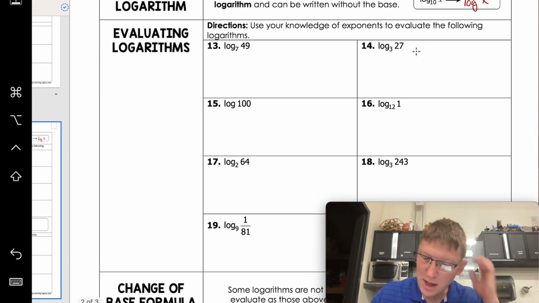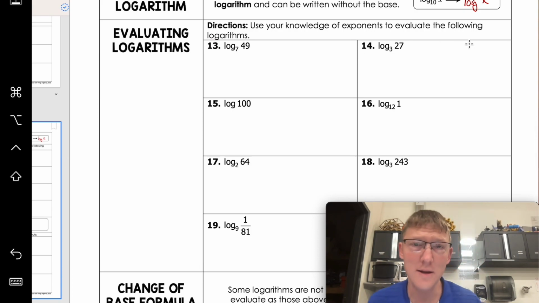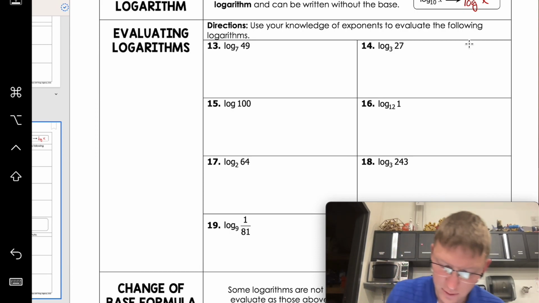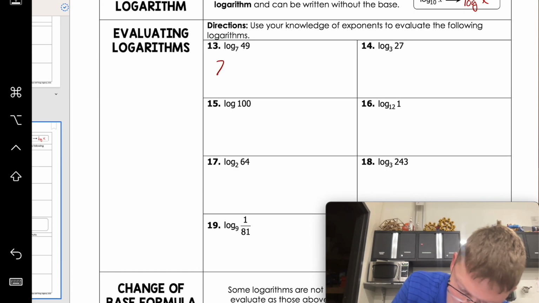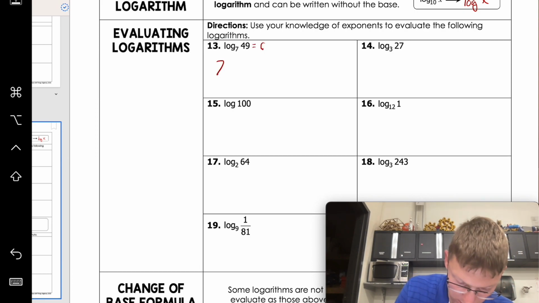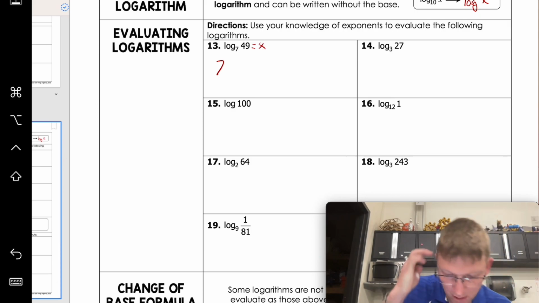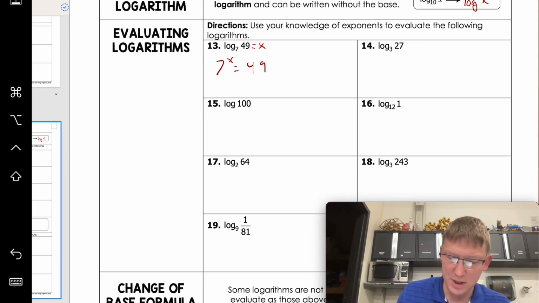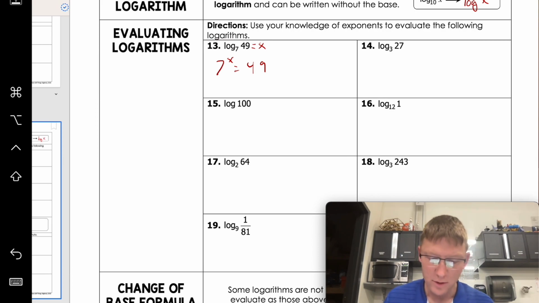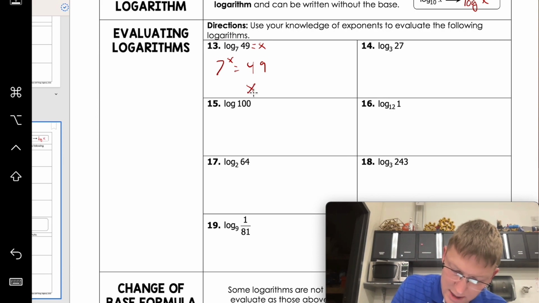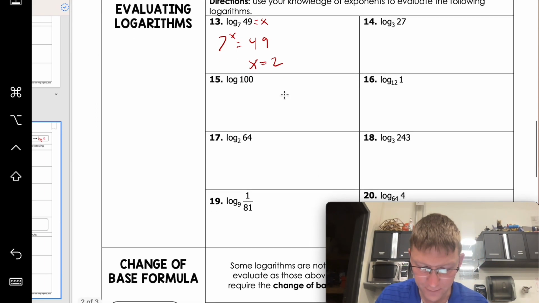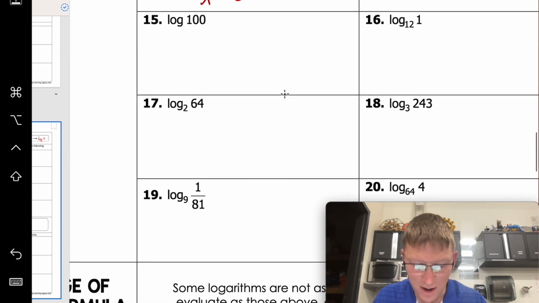We're going to try to actually solve and evaluate some of these logarithms. The directions say use your knowledge of exponents to evaluate the following logarithms. Basically, we're going to turn them into exponential form, and then we're going to try to figure them out. So log base 7 of 49 equals x. I just switched my x and my 49. Now what number do I need to put there? x equals 2.